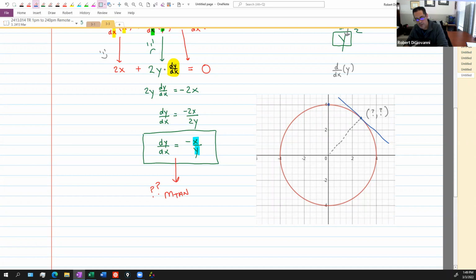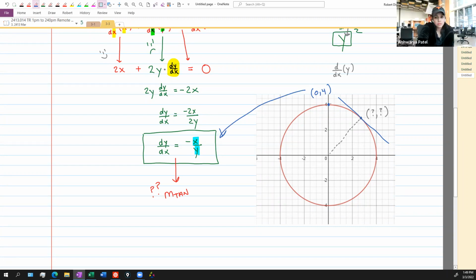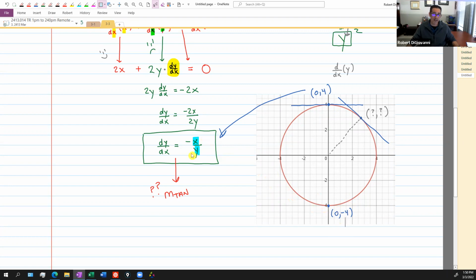What about this point right here? What are the actual coordinates of that point? What's the X coordinate? What's the Y coordinate? 0, 4. Okay, so tell me what this equation would give you if you plugged in 0 for X and 4 for Y. What would your answer be? 0. And is that the slope of the tangent line there? Yes. What if you did the point here on the bottom? That's 0, -4, right? If you plugged in 0 for X and -4 for Y, wouldn't you still get 0? Yes. So you would get the slope of the tangent line.